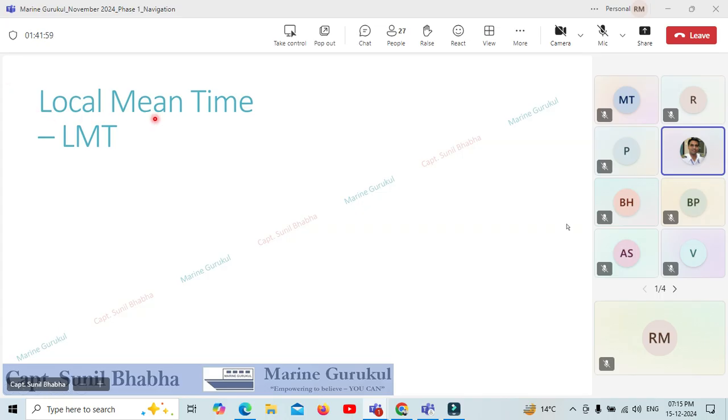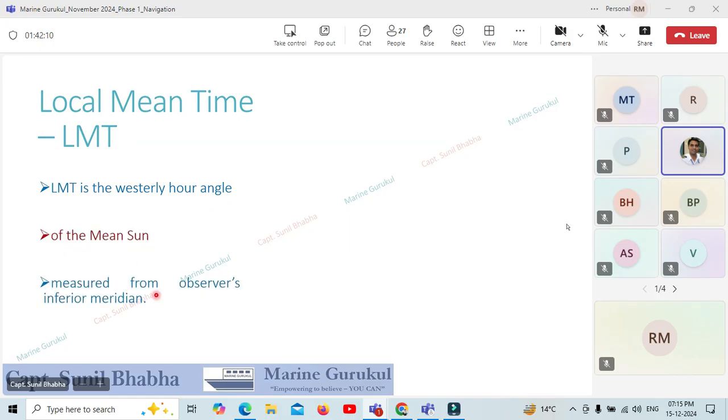So first we go into the definition of local mean time or LMT. Local mean time or LMT is the westerly hour angle of the mean sun measured from the observer's inferior meridian. So what is this LMT? This LMT is the westerly hour angle. From where is this westerly hour angle measured? It is measured with reference to the observer's inferior meridian, and up to which point is it measured? It is measured up to the mean sun.